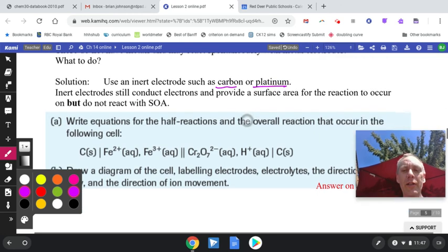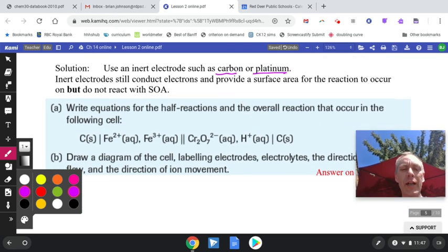So let's take a look at our cell notation for a practical example. Okay, we're using carbon. It's inert. Why are we using carbon? Because we have iron. This is our reducing agent losing electrons. Okay, so we have iron 2 plus turning into iron 3 plus. We don't want it to go to iron metal because this is our reducing agent losing electrons.